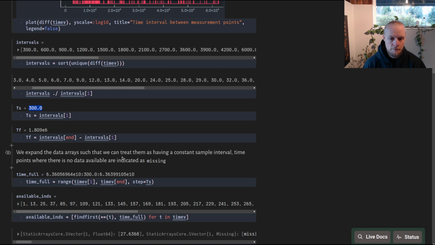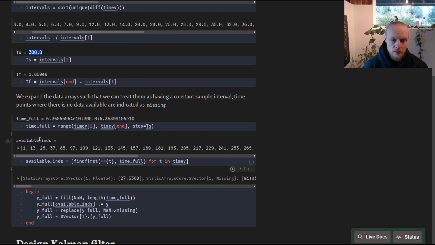even if there is no data. And then I compute which indices of these time points are actually available in the data set, so that I can create a numerical vector of temperatures that has equidistant sampling. So it's sampled every 300 seconds. But if there is no data available in my CSV file, I just insert the missing value instead. And that will make it much easier to work with when I perform the filtering.